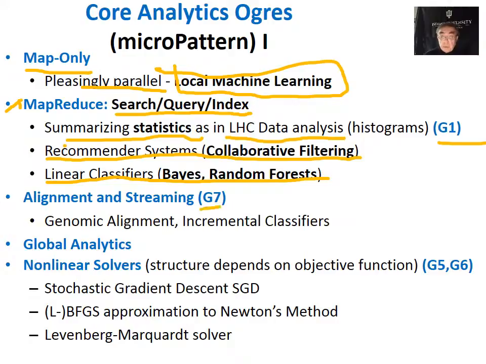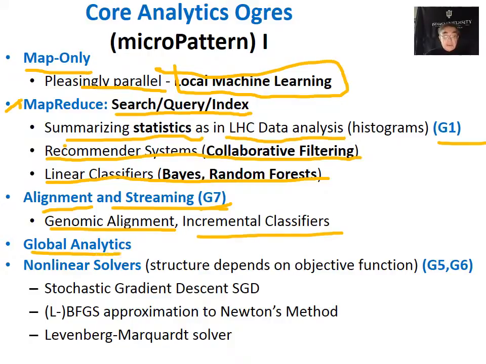Then we have what was highlighted in the computational giant G7 alignment, which we noticed was pretty similar to streaming, because alignment takes one item and compares it with all the others, and typically that one item is streamed in. We have BLAST for genomic alignment and various classification algorithms which are incremental.